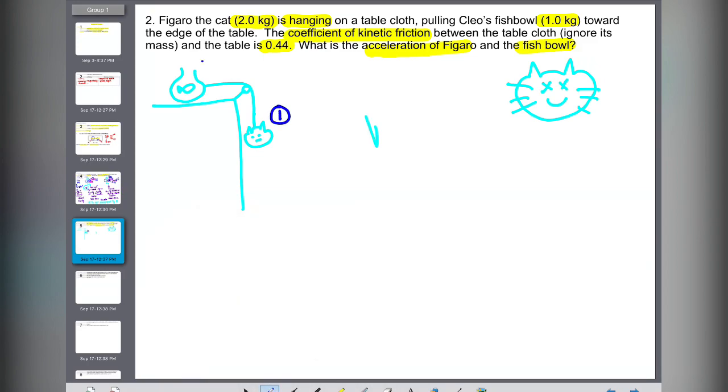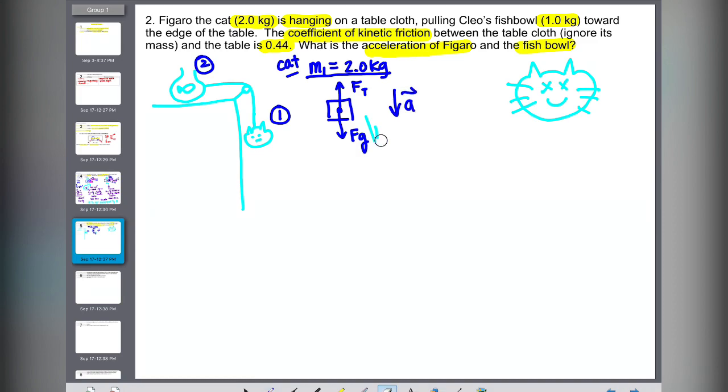So let's draw pictures. I'm going to call this mass 1 and this mass 2. Mass 1 is the cat, and he is 2 kilograms. So this is Figaro, and I do the same thing as pulleys. Figaro has a downward Fg. It's being held up by the tablecloth, which is your Ft. Direction of acceleration is going to be down. That's the only thing it can do.